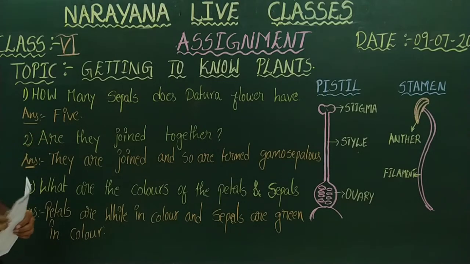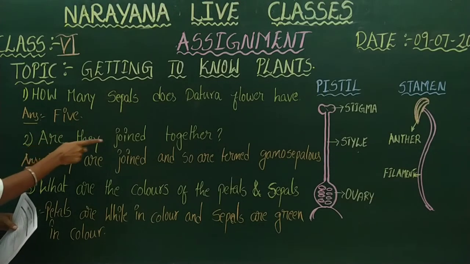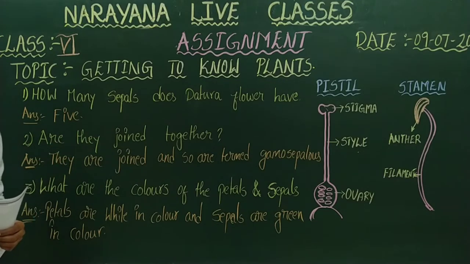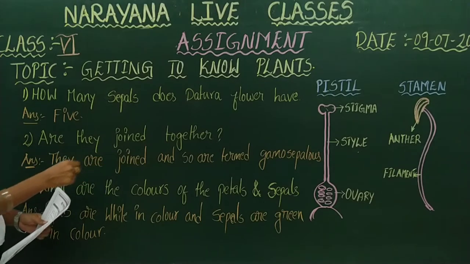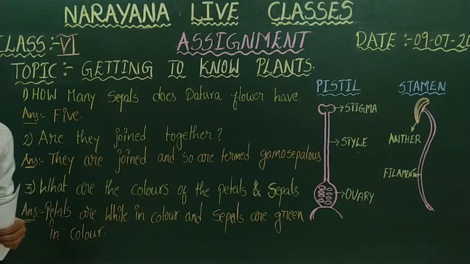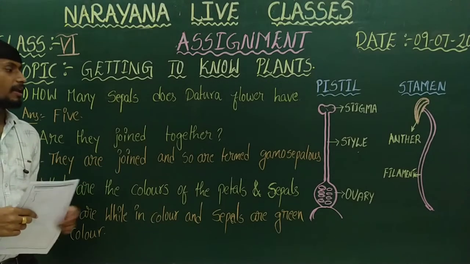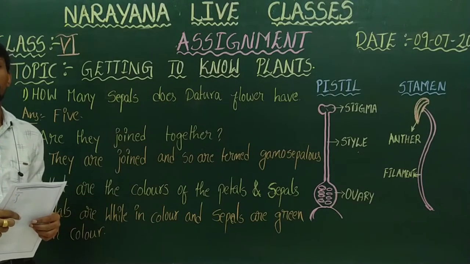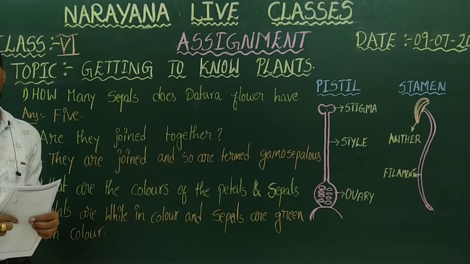And the second question, are they joined together? They are asking whether the sepals are joined or not. Yes, in Datura flower they are joined. As all the sepals are joined, we call it gamosepalous. The condition of joined sepals we call gamosepalous.